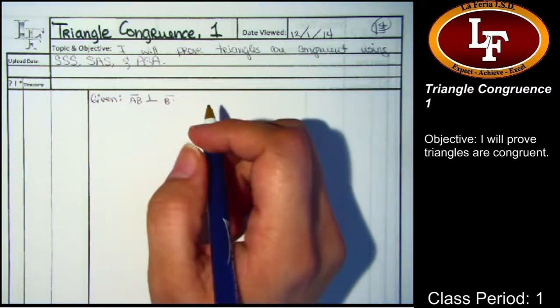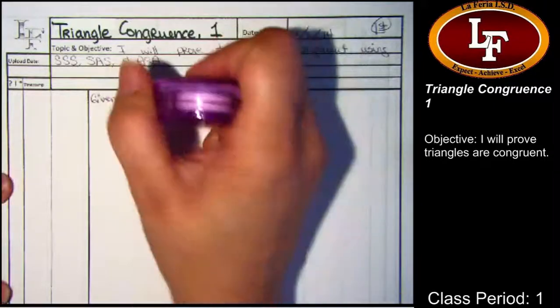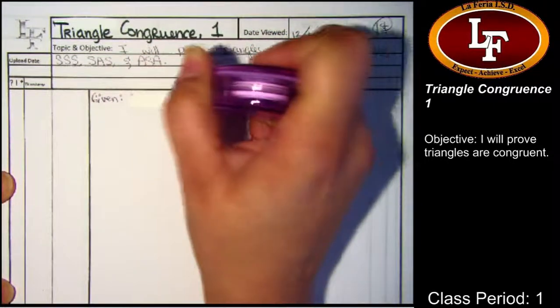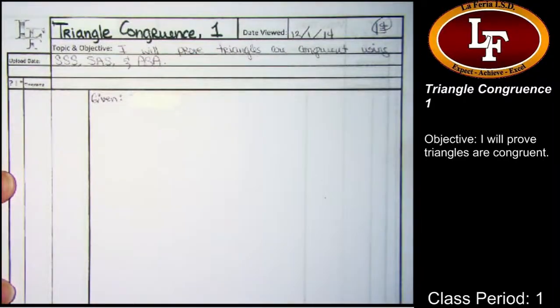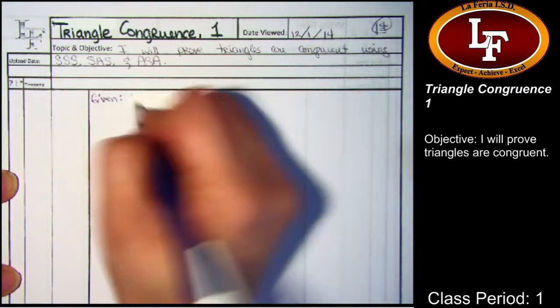Wait. I'm looking at the wrong one. Get rid of just this part. I'm sorry. If you're writing in pen, just scribble it out and then write underneath it. If you're in pencil, eraser. Sorry, I was looking at the wrong one. Okay.